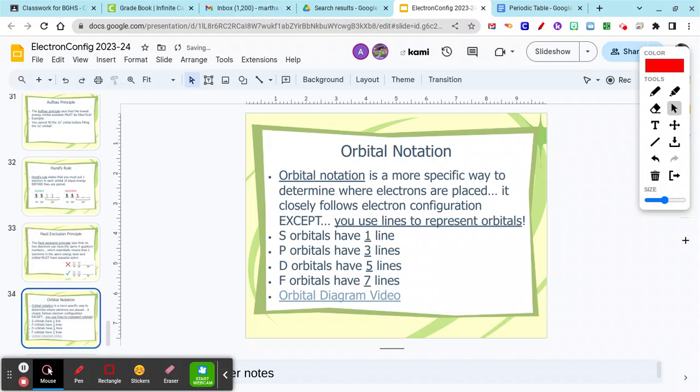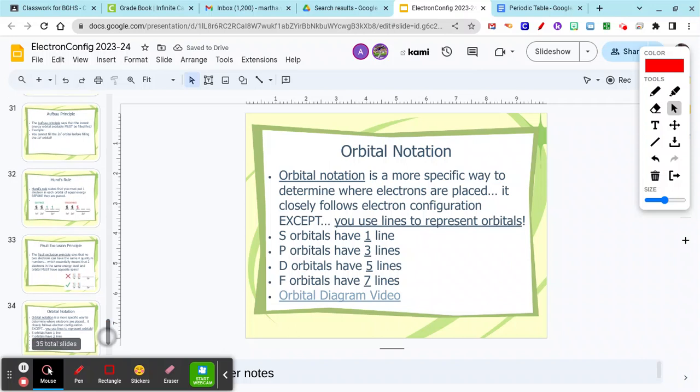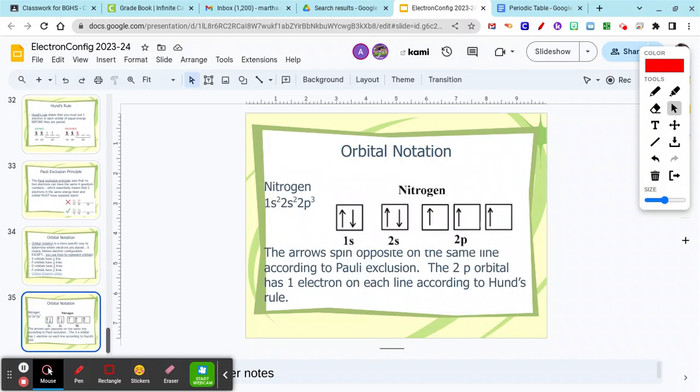Okay, so now I want to go to the next slide. Here we go. Okay, so now this shows the orbital notation for nitrogen.